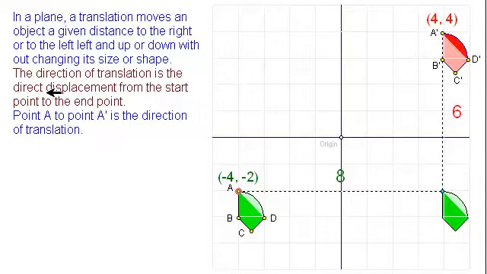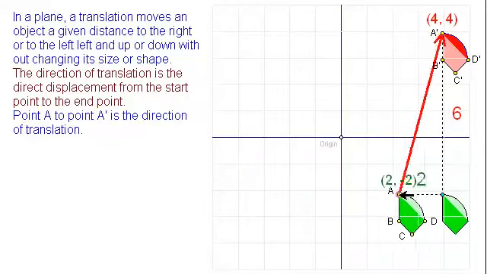The direction of the translation is the direct displacement from the start point to the end point. That means how many units it is directly from here to here. So let us see the direction of the displacement. The direction of the displacement is going to be this.